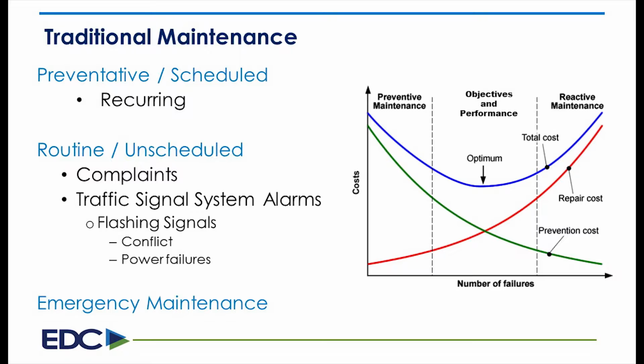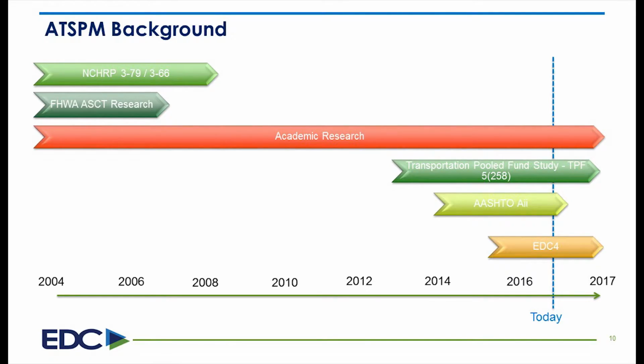Obviously, you don't want to be too far to the left or too far to the right of that curve. You want to be somewhere in the middle, and we would suggest that that's an objectives and performance-based approach. And automated signal performance measures can provide not only operations measures, but they're also a set of maintenance and even some design and management measures that can be pulled out of that data set. So let's talk about where this technology came from.